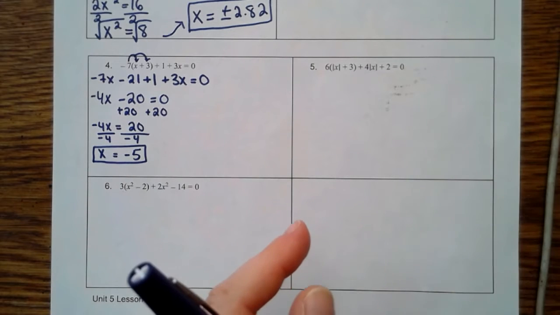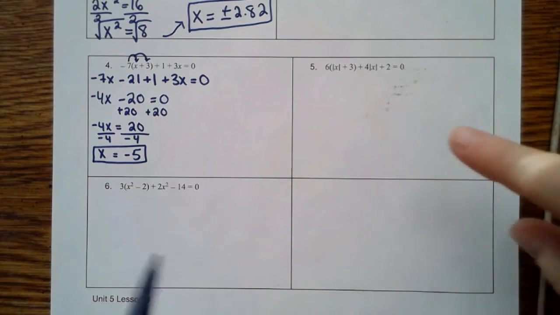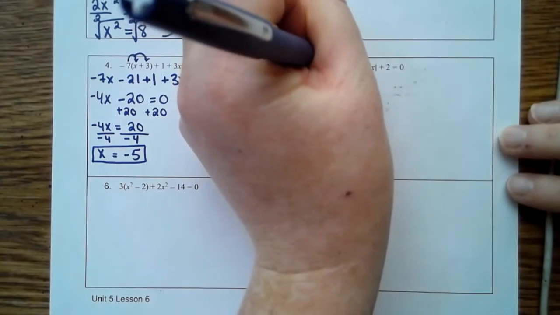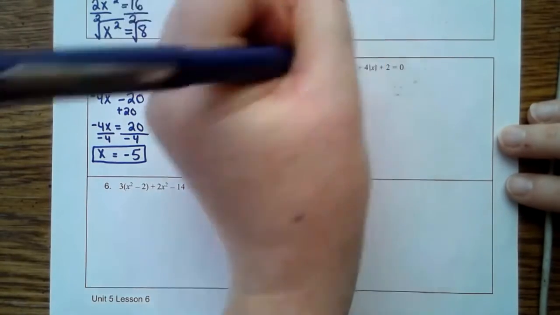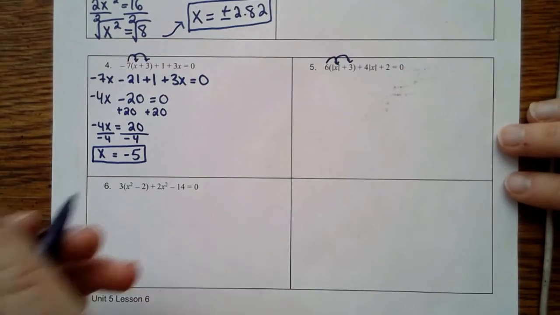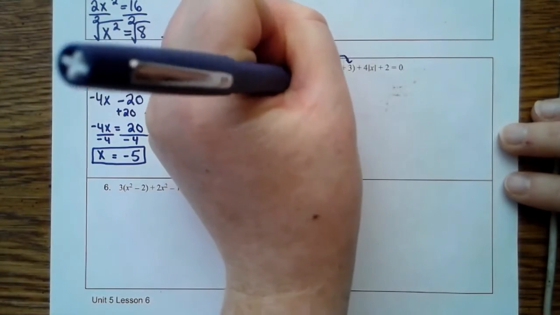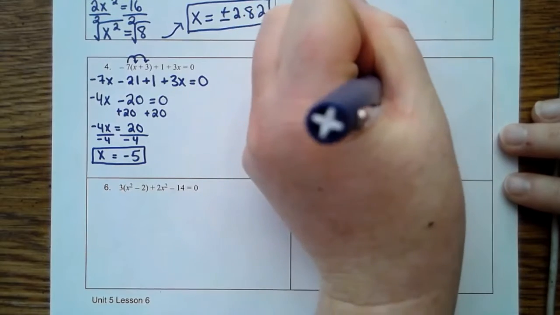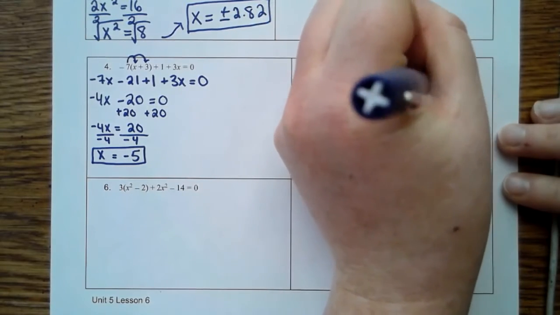This is absolute value. And I can distribute into this because of the parentheses. So this is saying 6 times everything inside of here. So now that becomes 6 absolute value of x plus 18 plus 4 absolute value of x plus 2 equals 0.